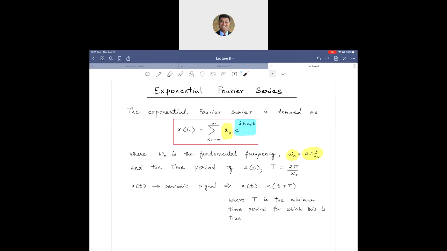So all we need to find in this one is a sub k. And as soon as you find a sub k, the Fourier series coefficients, we are done. We can express any periodic signal as a summation of complex exponentials in this case. And we know the output of LTI systems to those inputs.